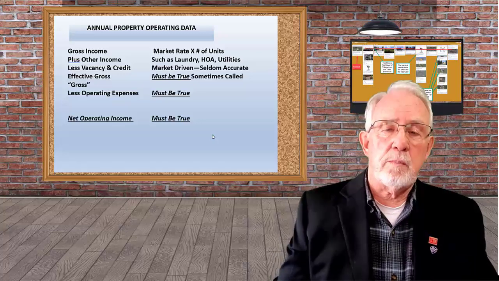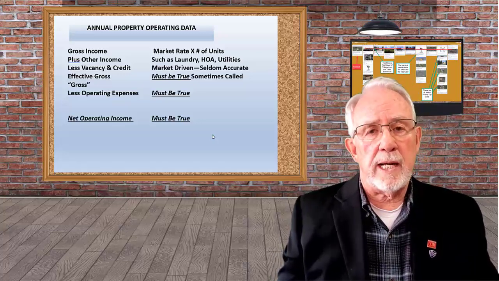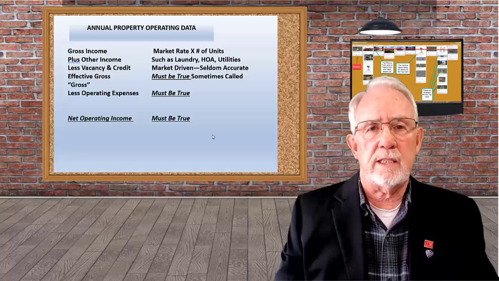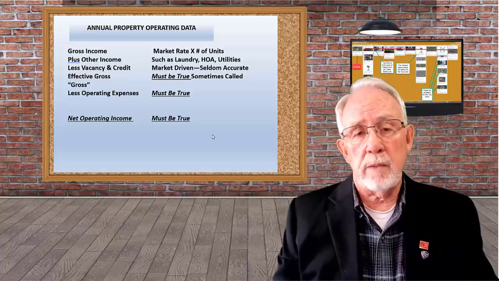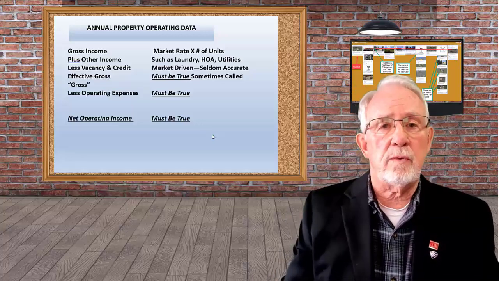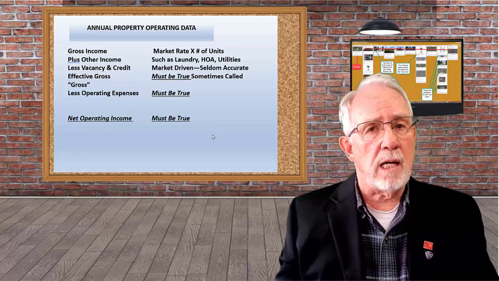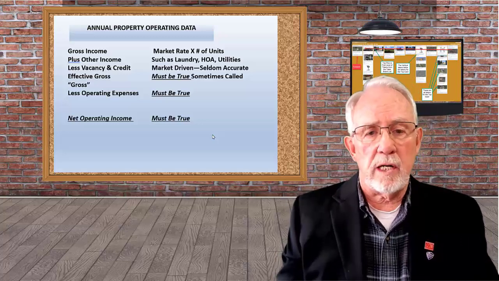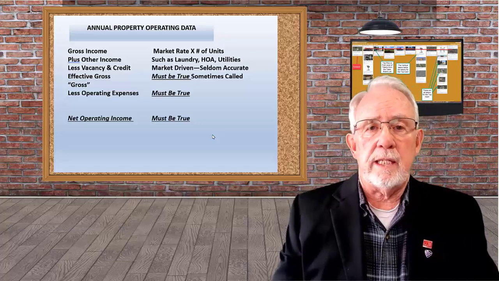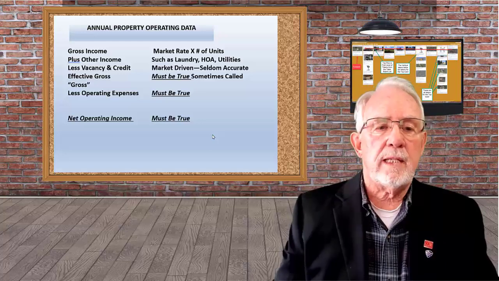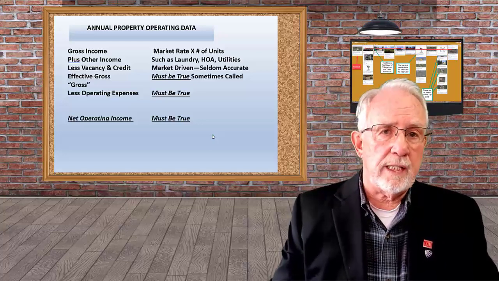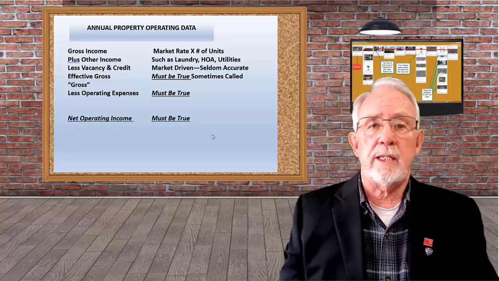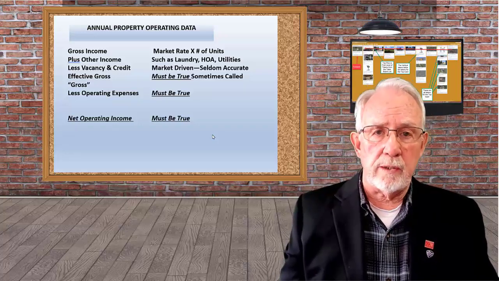And so that's market driven and it's seldom accurate. Everybody's got a quote on what the vacancy factor should be. But vacancy factor can change from building to building, from block to block, and from neighborhood to neighborhood. So it's not very accurate, but it is required. Now, effective gross income has to be true. And where do you get that? You get that from the owner's tax records.